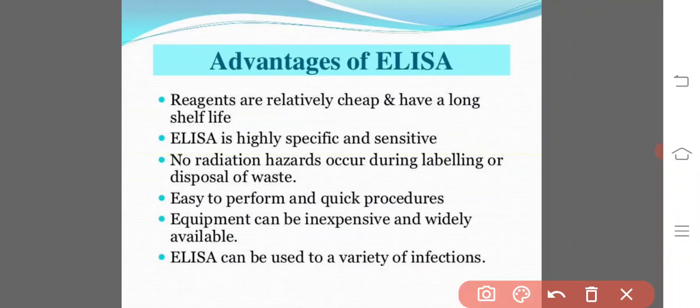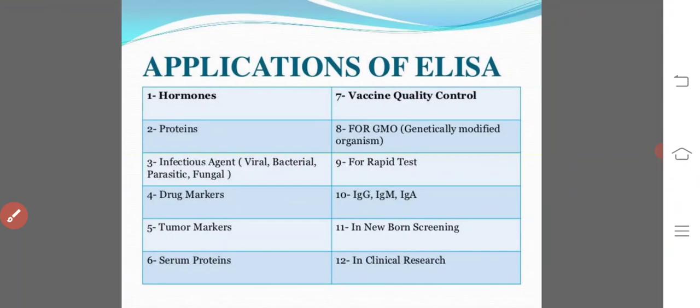Then what are the advantages of ELISA? Reagents are relatively cheap and have a long shelf life. ELISA is highly specific and sensitive. No radiation hazards occur during the labeling or disposal of waste. Easy to perform and quick procedures. Equipment can be inexpensive and widely available. ELISA can be used to detect a variety of infections. These are the advantages of ELISA when compared to the remaining antigen-antibody reactions.